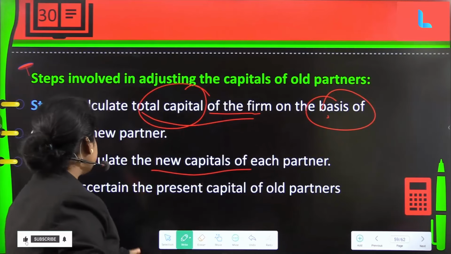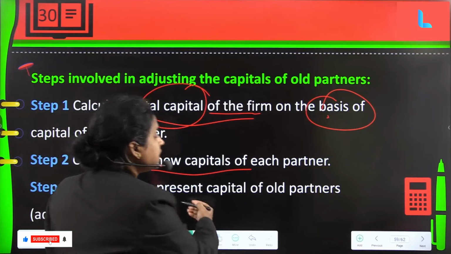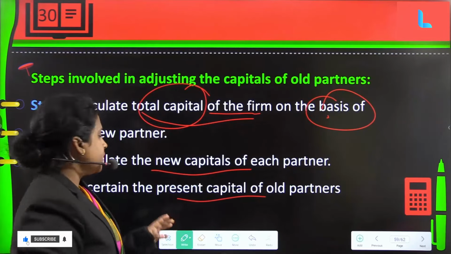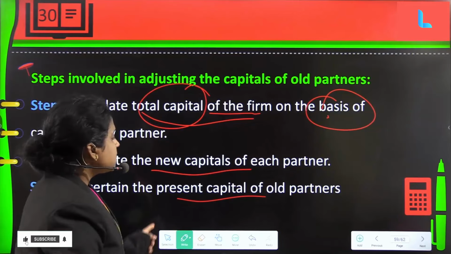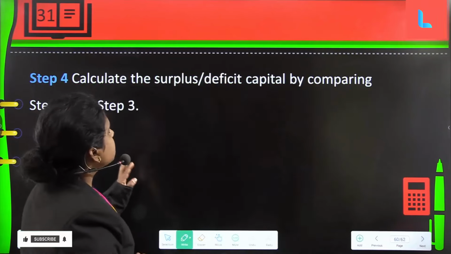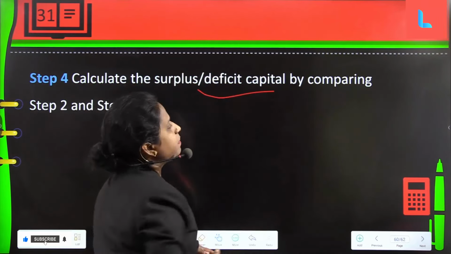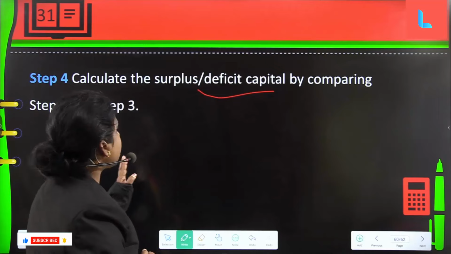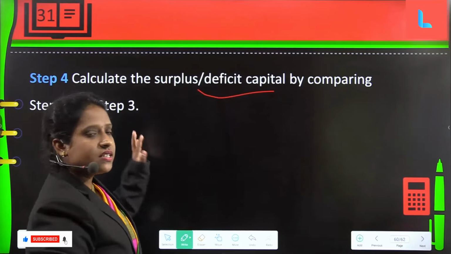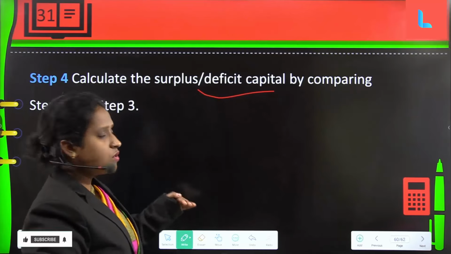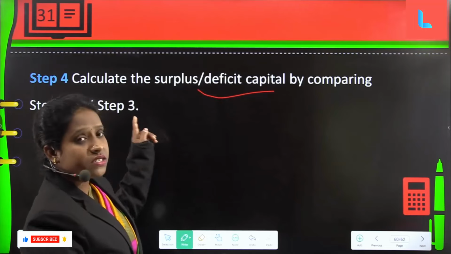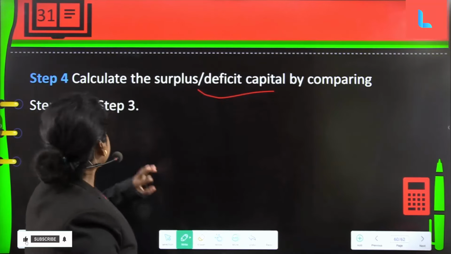Step 3 is to ascertain the present capital of old partners which is adjusted. Step 4 is to calculate the surplus or deficit capital by comparing step 2 and step 3. So that's the reason you have to calculate step 1, step 2, step 3. Step 4 will be easy because it is going to be the surplus or deficit capital by comparing step 2 and step 3.